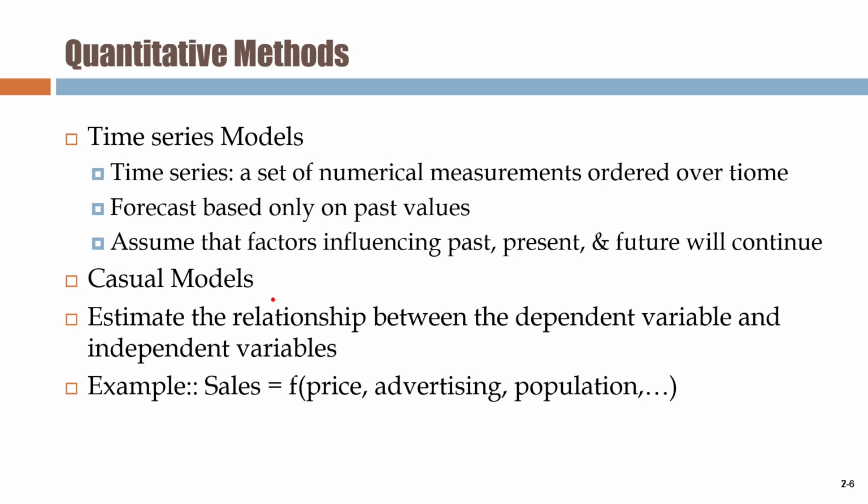A causal model means you figure out what causes what. Sales depend on the price: when price goes down, sales go up. When we do advertising, our sales go up. When the population gets bigger and bigger, our sales go up. Using this relationship between price, advertising and population, we can make a forecast. This is basically regression. A time series model, if you are looking at sales, just uses past sales data to forecast future sales. But regression is the causal model, so you find the relationship between the dependent variable and the independent variables.